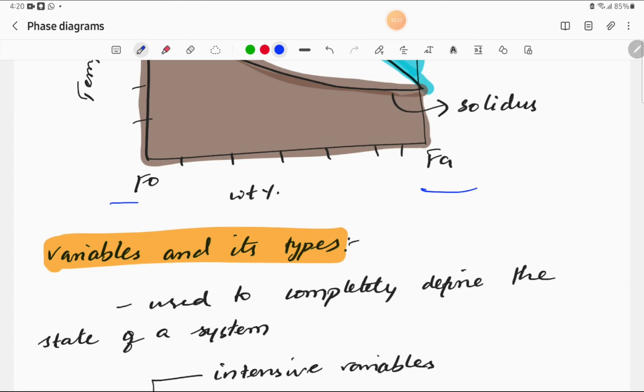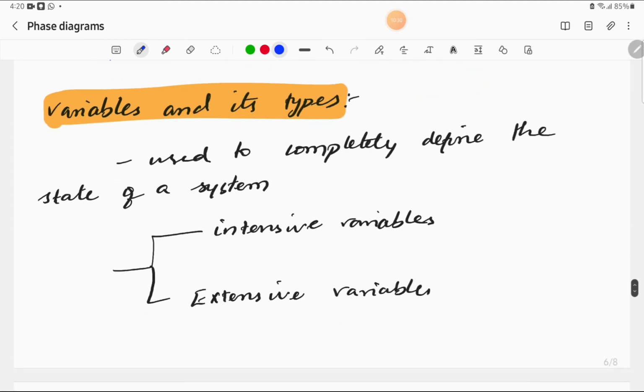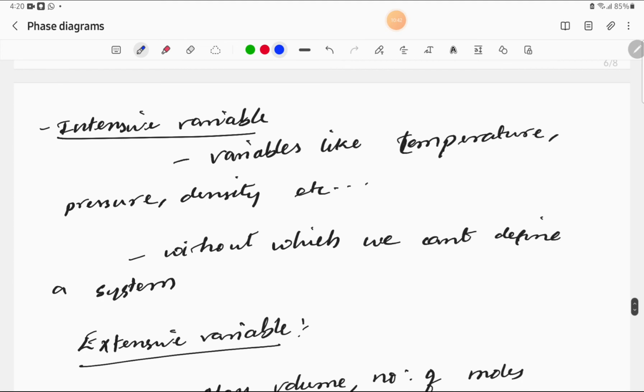The next is variable and its types. What is a variable? As I told, there are two types, intensive and extensive. A variable is used to completely define the state of a system. Intensive variables, like temperature and pressure, are variables with which you can define a system and without which you cannot define a system. Consider Al2SiO5: without pressure and temperature you cannot define the kyanite phase, andalusite phase, or sillimanite phase.